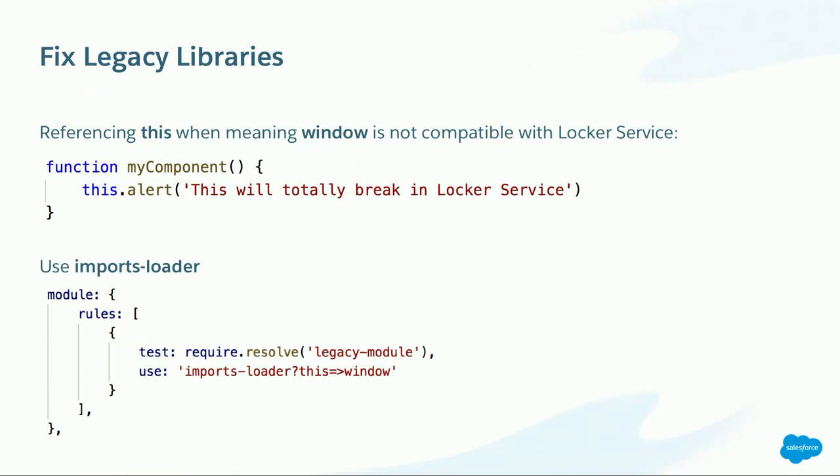So now to the main part of this talk. If you look at the code above, it shows you a code snippet that will definitely break under LockerService. The main reason behind that is use strict and CSP, which are part of LockerService. So if you reference this variable in JavaScript, but you mean window, this will break. And that's actually correct behavior, because this behavior is kind of deprecated. You should not use this when you mean window.